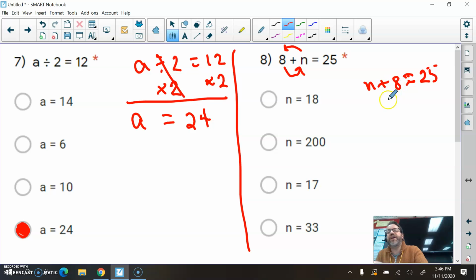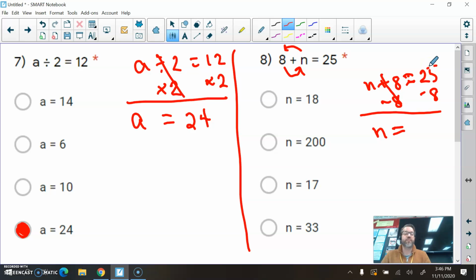Well, to undo adding 8, I can subtract 8. But if I subtract 8 on the left side of the equation, I'd better subtract 8 on the right side of the equation to keep the scale in balance. Plus 8 and minus 8 undo each other. So it's gone, and n is all by itself. And what does it equal?